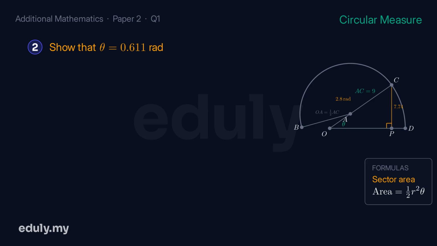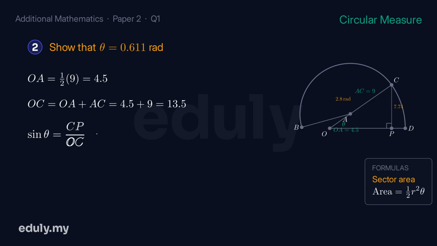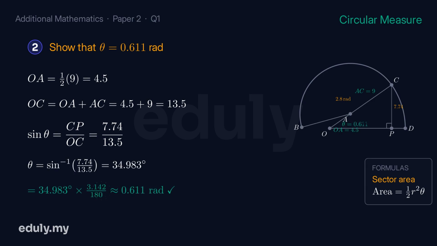Step 2. Now find the angle theta from the right triangle at P. OA is half of AC, so 4.5 centimeters. Since A sits on OC, the full radius OC is OA plus AC, 13.5. In the right triangle, the sine of theta is the opposite, CP, over the hypotenuse, OC. The inverse sine, changed to radians, rounds to 0.611. Shown.